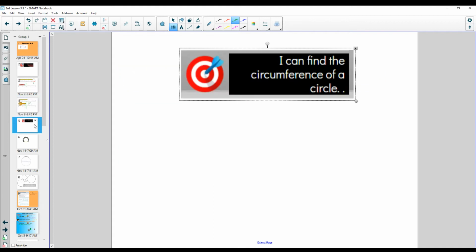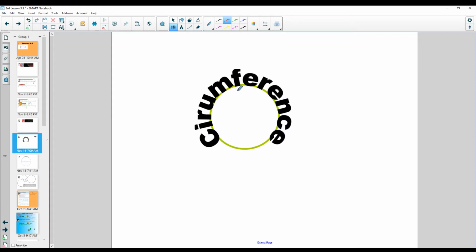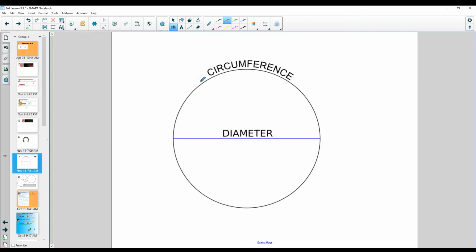All right, now let's go to our new learning target today. Our new learning today is I can find the circumference of a circle. I can find the circumference. Say that word a couple times, circumference. So let's look. We've been talking about the area being the outside. Well, when we're talking about a circle, the outside, around the outside of a circle is called the circumference. All right? Now, if we think of a circle, around the outside is the circumference.